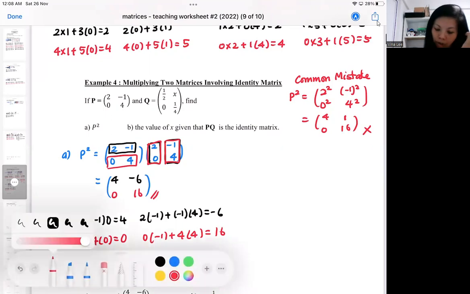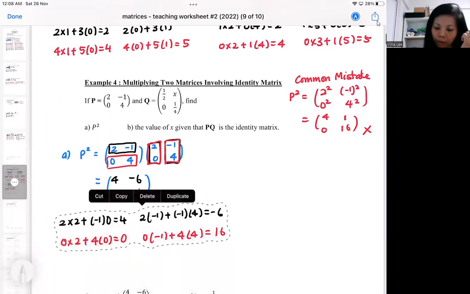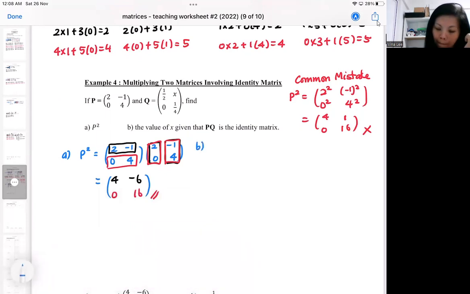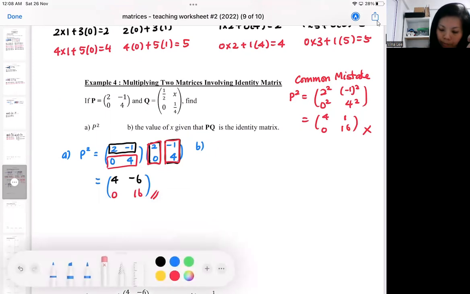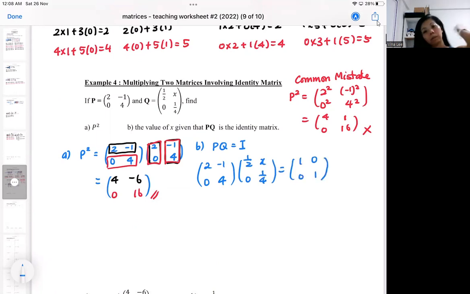Okay, now we are solving for x. When they say PQ is the identity matrix, that means the product of these two matrices will be an identity matrix. It looks like this. Sometimes people will forget what the identity matrix is. They will not tell you, you're expected to remember. Basically we're going to go through the same matrix multiplication, and then compare the corresponding elements.